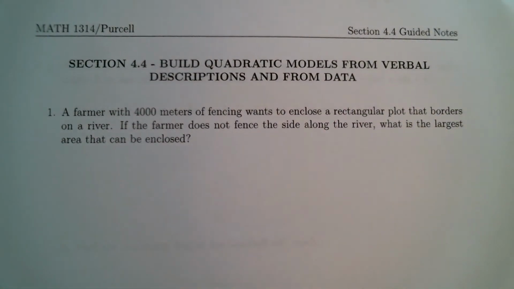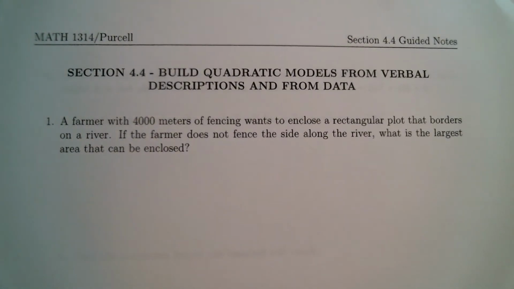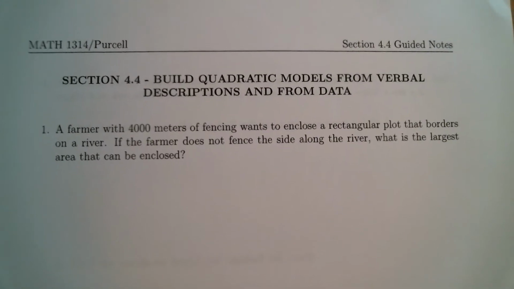All right, this is section 4.4, build quadratic models from verbal descriptions and from data. Basically what this section is, we're going to be doing word problems involving a quadratic function. Okay, so quadratic function is ax squared plus bx plus c. The graph is a parabola. We're really going to be concentrating on using the vertex formula.